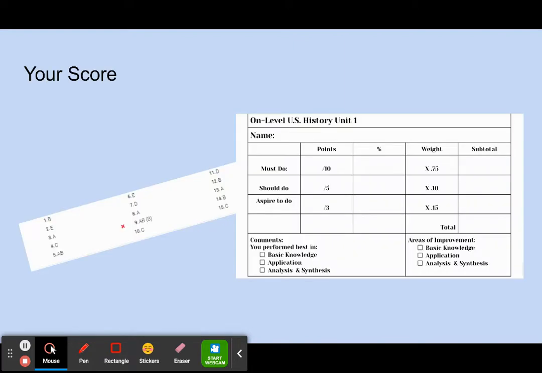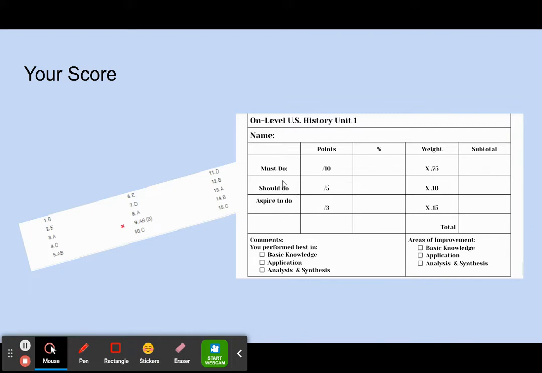I have given you a half sheet of paper and then a little slip of paper that shows you which ones you have incorrect from your test. The correct answer has been blacked out, and there's a reason for that. So just to go over the scoring for the test, your basic concepts, basic knowledge is this must do. That was out of 10 points, but it's weighted 75% of your grade. So if you did well on this, you should wind up somewhere between 70 and 75%.